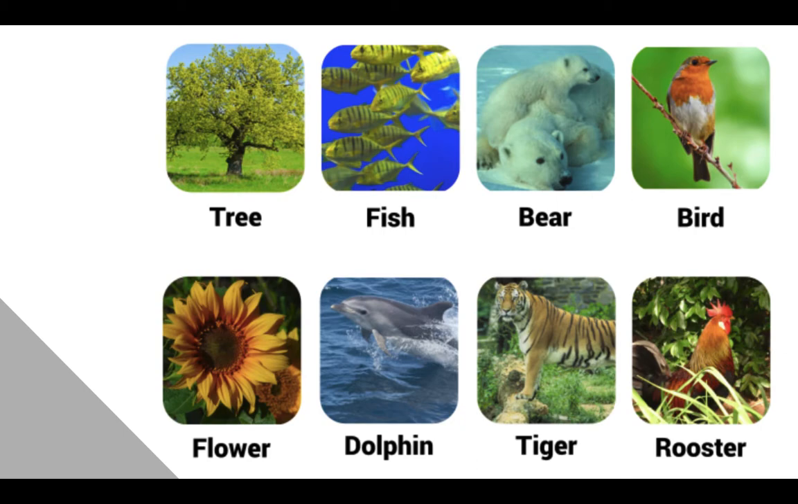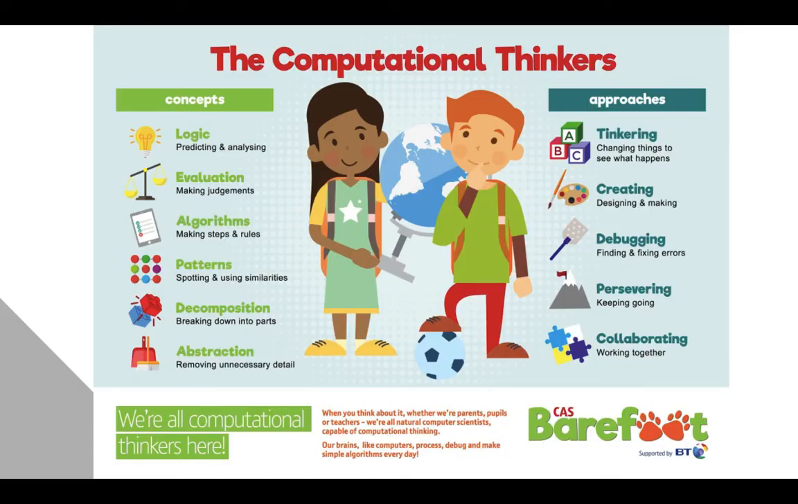So the goal is each time we play, we want to get the number of questions it takes for them to guess the correct animal or organism down. And by the time we're done, students can often do it in about 4 to 3 questions consistently each time. So what concepts and approaches of computational thinking do you see in that activity?